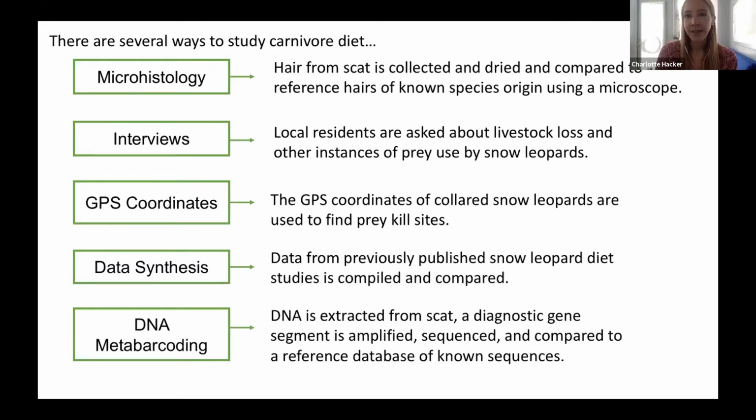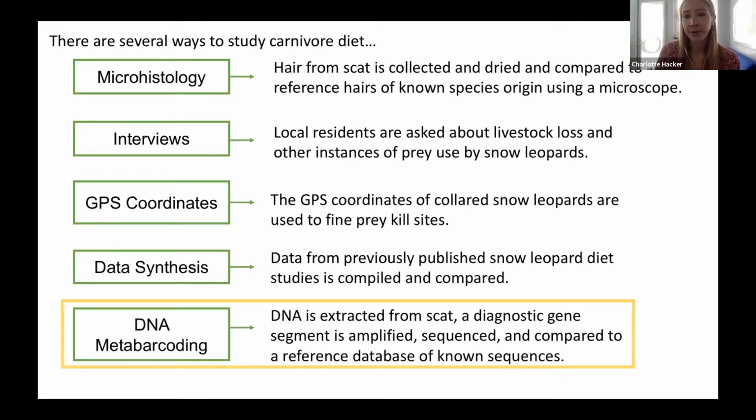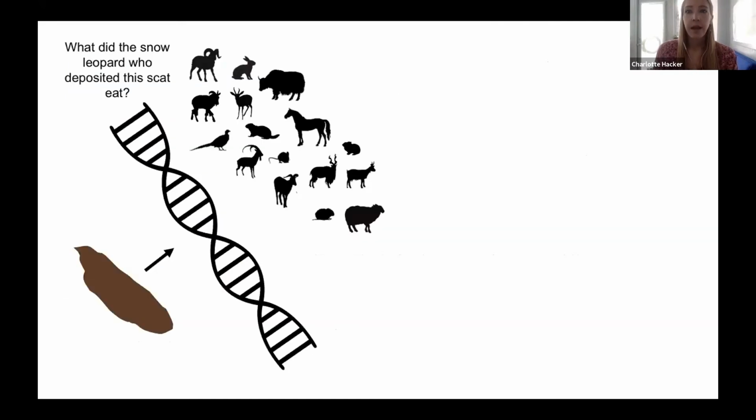And then lastly, and the one that I'm going to talk to you about today is DNA metabarcoding, which is where we take the DNA from the scat and we use a diagnostic gene segment that we amplify, and then we subsequently sequence, and we're going to compare those sequences to a reference database of known sequences to figure out our prey species that our snow leopard ate. And I'm going to start with just a small intro to DNA metabarcoding, and then we're going to go down the line through the process step by step.